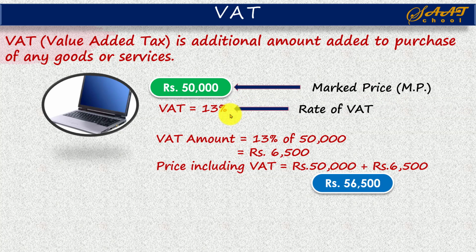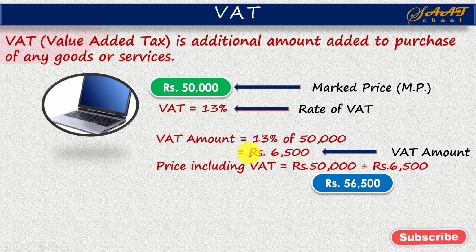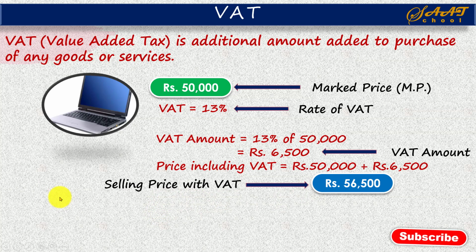It may be like 10%, 12%, whatever. For this example, we have 13%. Now, here we have the next amount, which is 6,500, and this is the amount of VAT. This is the VAT amount. And finally, we have this one, which is the selling price with VAT. So remember, when there is a VAT on the mark price, remember these terms. Suppose this is the mark price, this is the rate of VAT, and once you have the rate of VAT, you can find the VAT amount, and then you can find the selling price with VAT, which is 56,500 in this case.